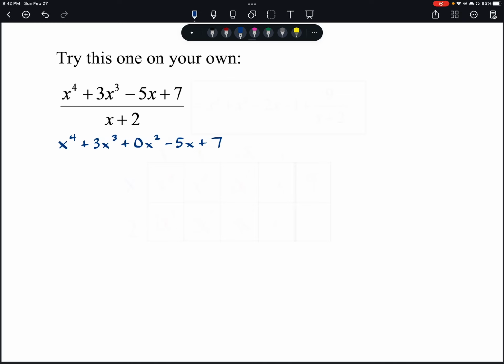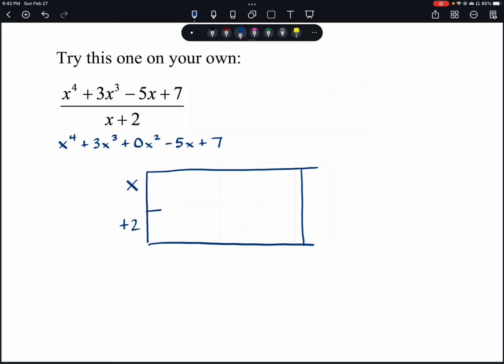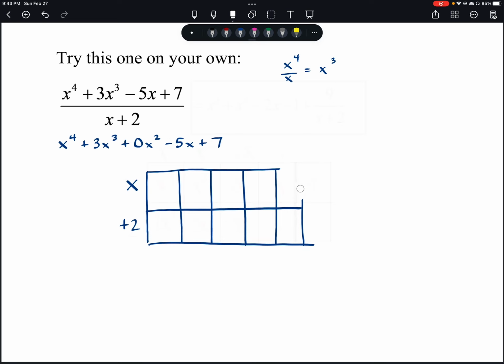Okay, and so when I set up my generic rectangle, what I've got here, an x plus 2, and then if you think about it, right, if I had an x to the fourth divided by an x, that would give me an x to the third. So I know my first column is going to be for x to the third, second one x squared, third one x, and then I have my constants after that. So I actually have too many rows. I'm just going to erase those ones off there.